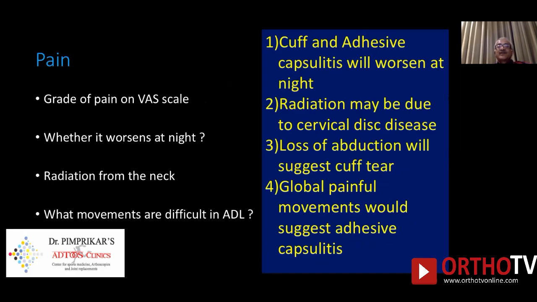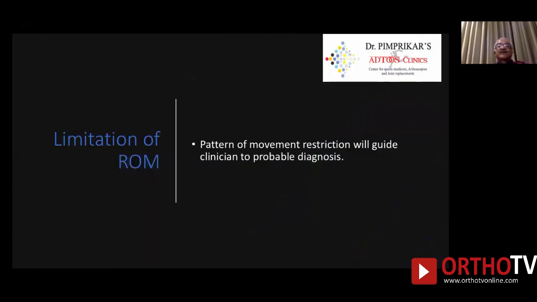If the patient has radiation, it could be due to a cervical disc disease. Loss of abduction will suggest a cuff tear, and a global painful movement would suggest adhesive capsulitis, which could be either due to diabetes or a secondary adhesive capsulitis due to rotator cuff disease. The third point in the history is to ask about limitation of range of motion. The pattern of movement restriction will guide the clinician to a diagnosis.